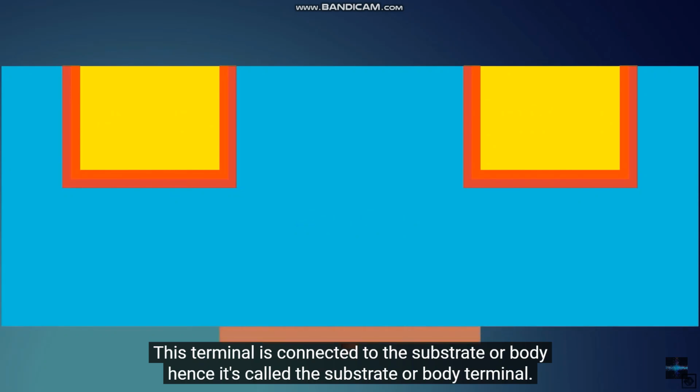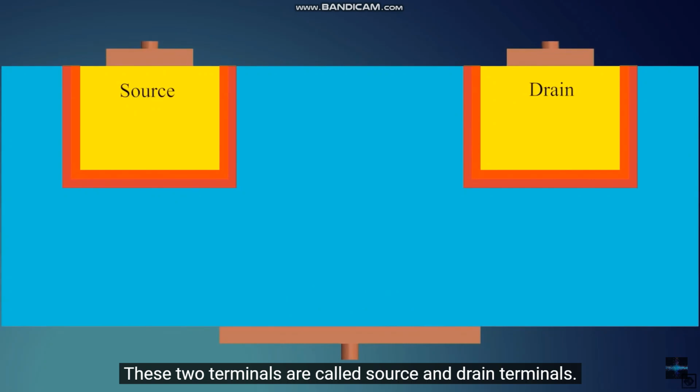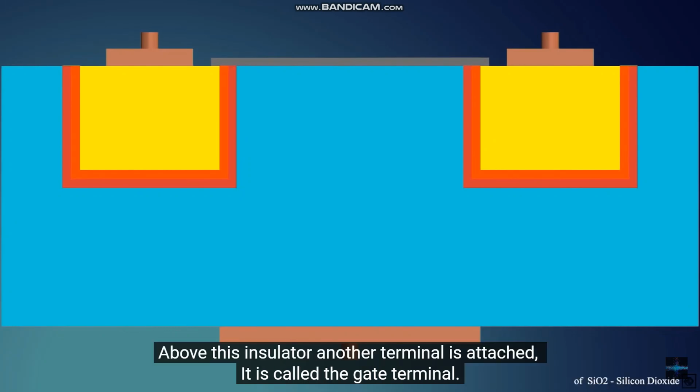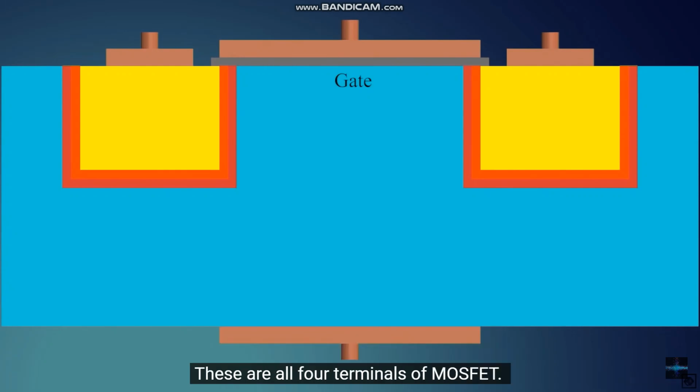This terminal is connected to the substrate or body, hence it's called the substrate or body terminal. These two terminals are called source and drain terminals. Between these terminals, we have a thin layer of insulator or dielectric. Above this insulator, another terminal is attached. It is called the gate terminal. These are all four terminals of MOSFET.